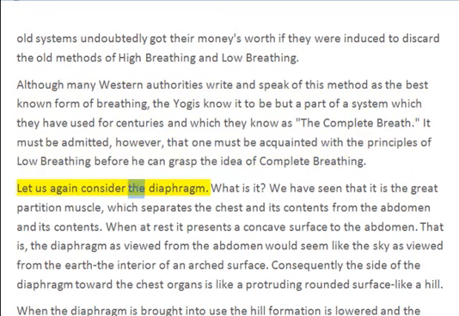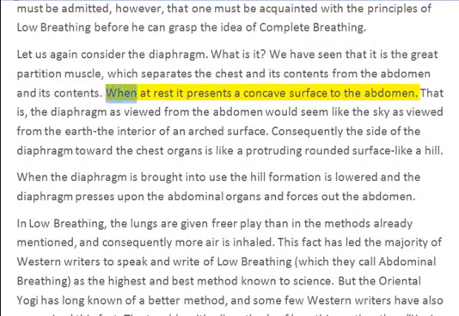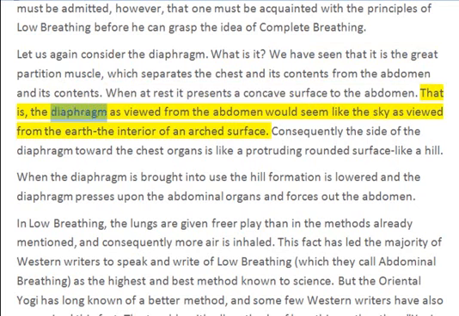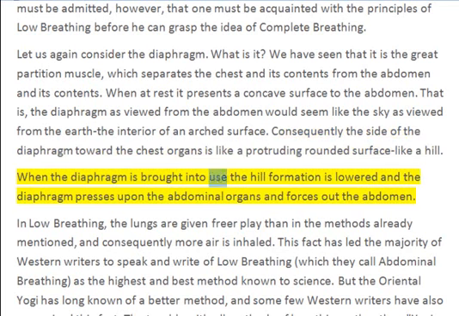Let us again consider the diaphragm. What is it? We have seen that it is the great partition muscle, which separates the chest and its contents from the abdomen and its contents. When at rest it presents a concave surface to the abdomen. That is, the diaphragm as viewed from the abdomen would seem like the sky as viewed from the earth, the interior of an arched surface. Consequently, the side of the diaphragm toward the chest organs is like a protruding rounded surface like a hill. When the diaphragm is brought into use, the hill formation is lowered and the diaphragm presses upon the abdominal organs and forces out the abdomen.